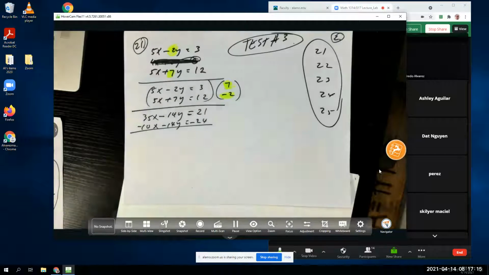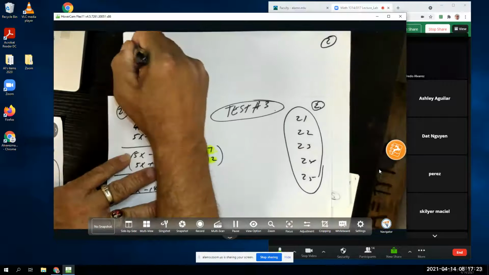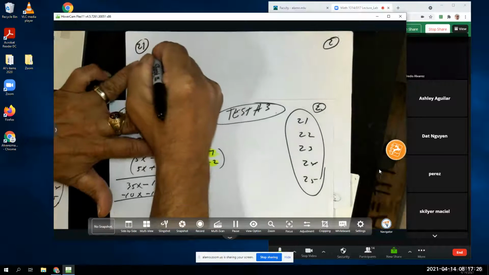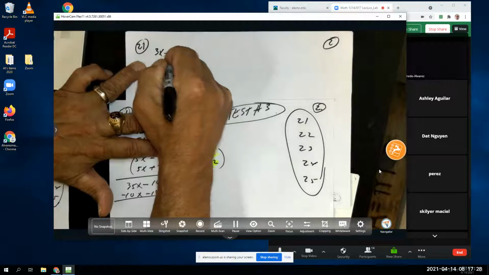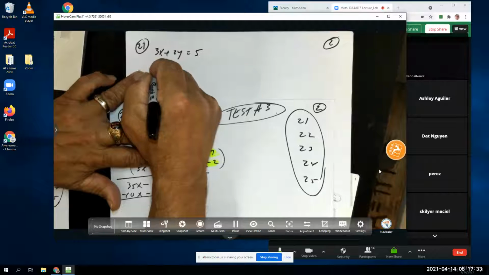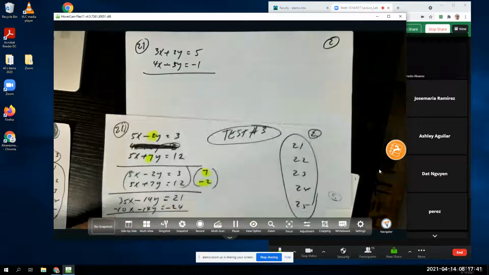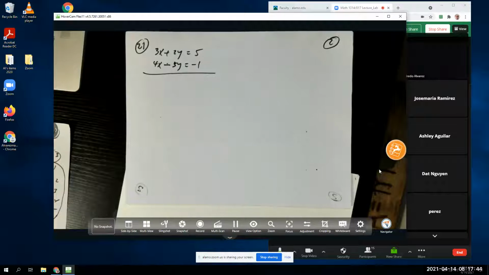Right. Let me change it. I don't like this one. Let me do a different one, okay? I don't like the way I did this one. Let's do it again. I'm going to use smaller numbers this time. 3x plus 2y is 5, and 4x minus 5y is -1. There you go. So we use single digits instead of double digits.